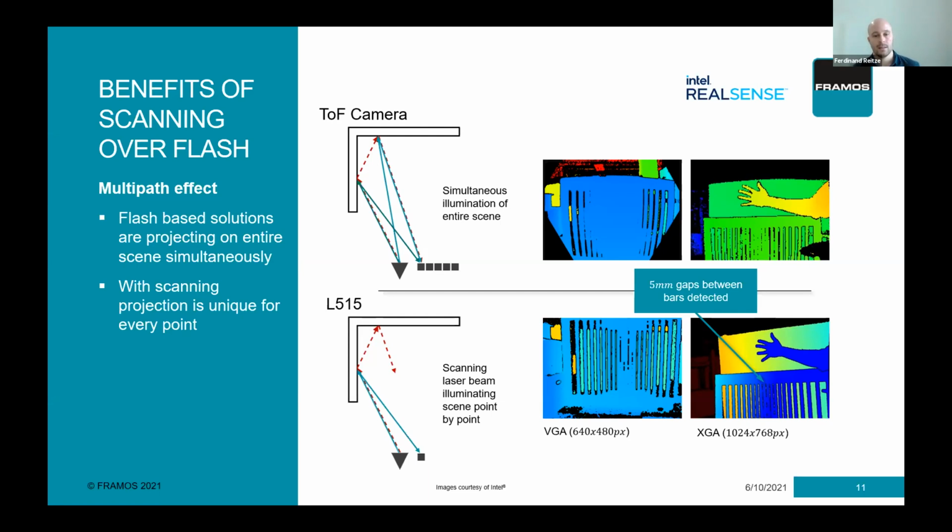This is further enhanced on the L515 by performing the correlation on multiple frequencies. That additionally lets you filter out multipath effects more efficiently.